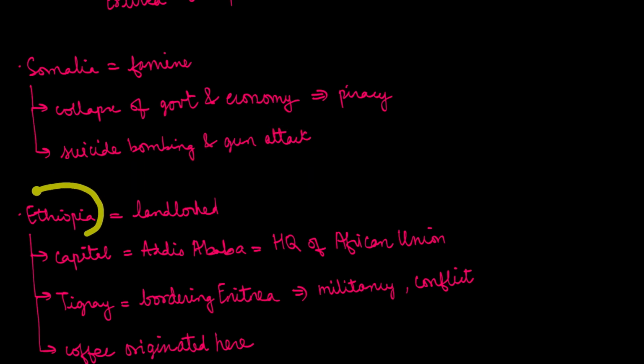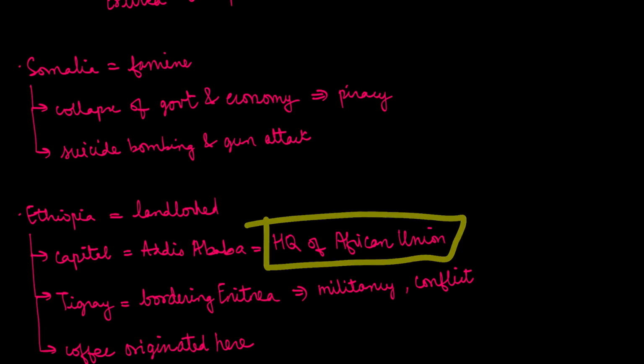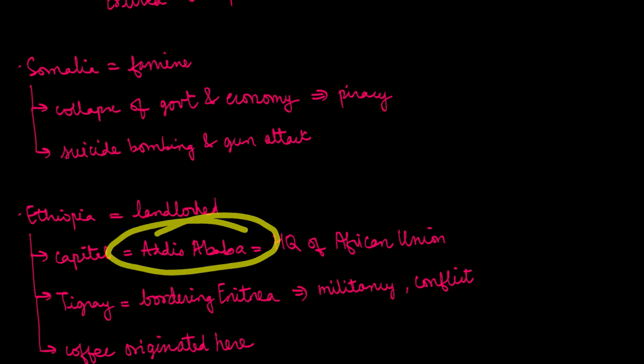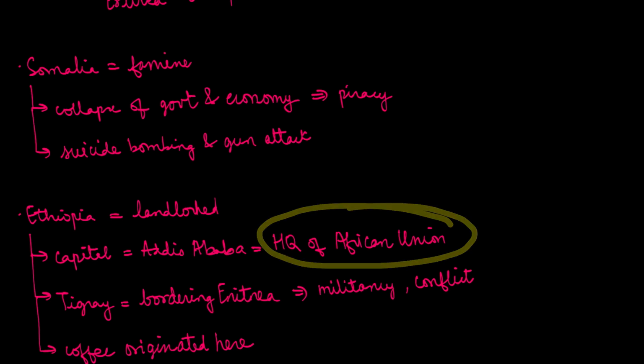Then comes the country of Ethiopia. It's a landlocked country, as I've shown you earlier. The capital of Ethiopia is Addis Ababa. Addis Ababa is famous because it is the headquarters of the African Union. So Ethiopia is important because of the capital Addis Ababa, which is the headquarters of the African Union.